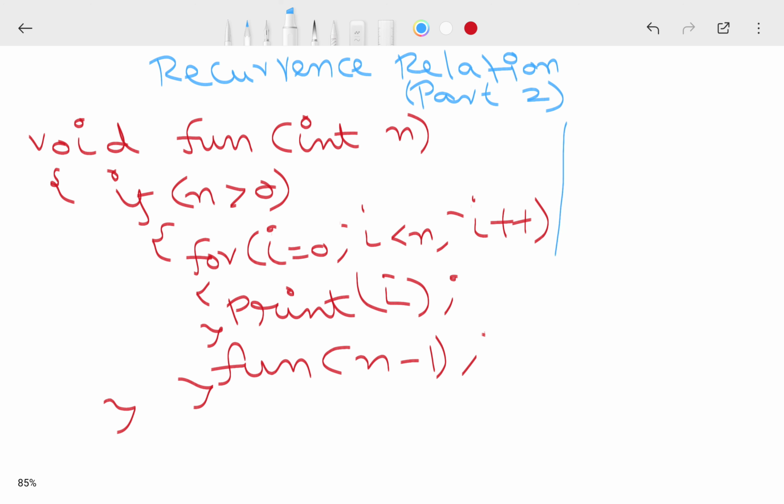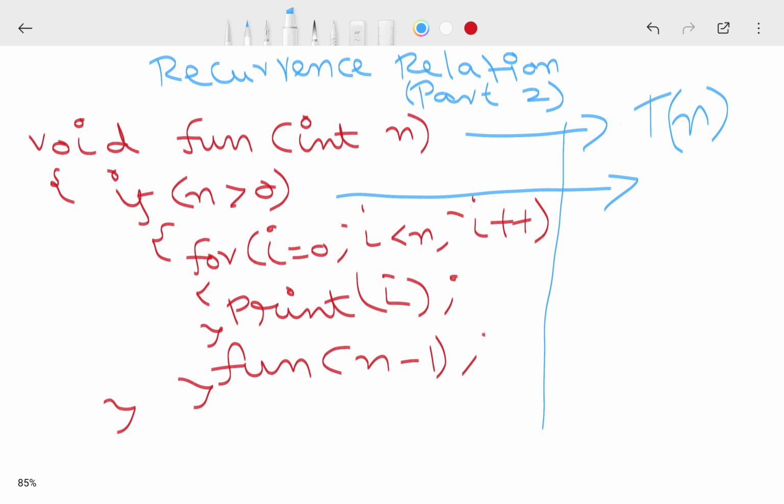So now to form a recurrence relation. The recurrence relation for this function is T of n. Inside this function, this conditional statement is executed for 1 unit time, and this entire for loop. In the line count method, we calculate the time taken for a for loop with size n as n. So we can take this as n, and this is the recursive function call with the input size n minus 1, so T of n minus 1.